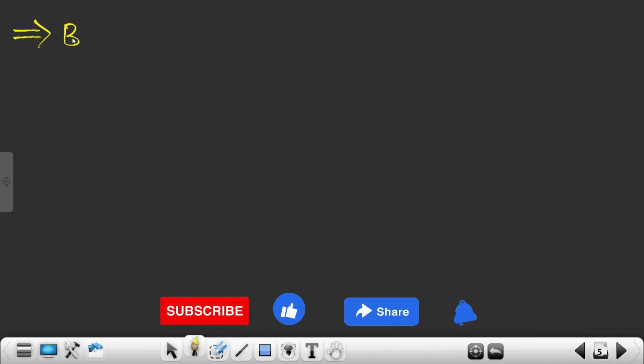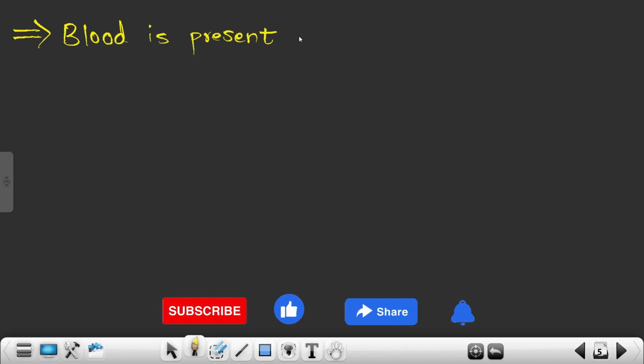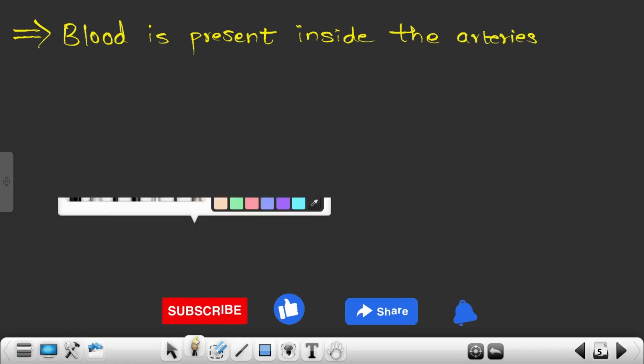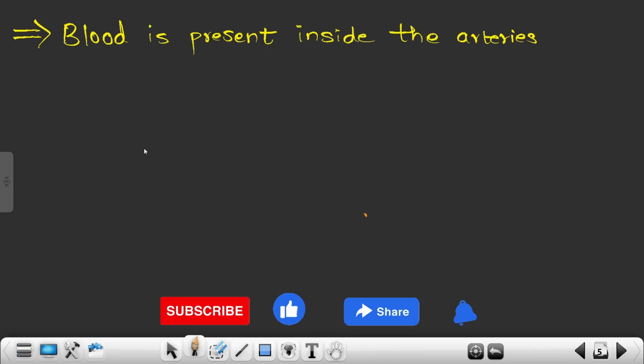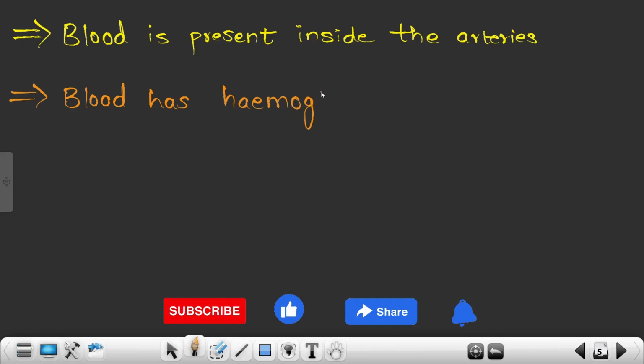Blood is present inside the arteries, right? And what does blood have? Blood has hemoglobin molecules in it, right?